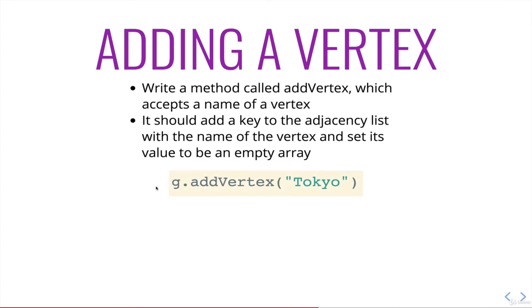So if we had a graph called G and it was empty and we called Add Vertex Tokyo, the result is that our adjacency list looks like this. Tokyo is now a key and the value for Tokyo is an empty list, an empty array. And that's it. It's really, really simple, this one. All that we do, write the method. You need to just make sure that it accepts a vertex. You add that vertex as a key with a corresponding value of an empty array to the adjacency list, and that's all. So give it a shot. In the next video, there'll be like a 10-second solution.